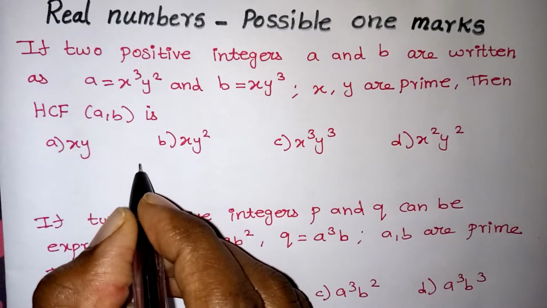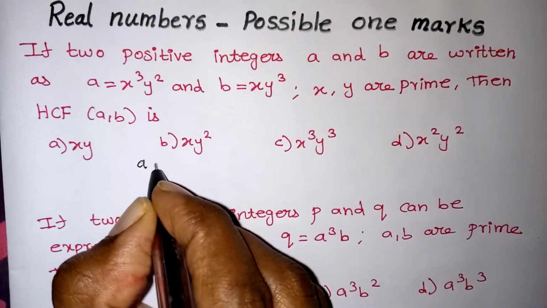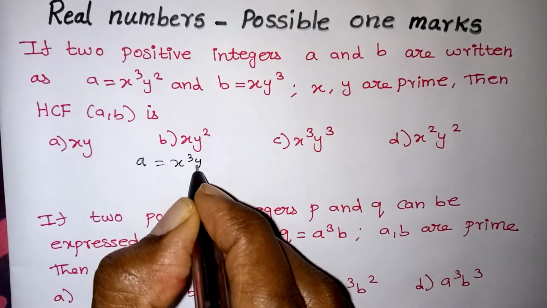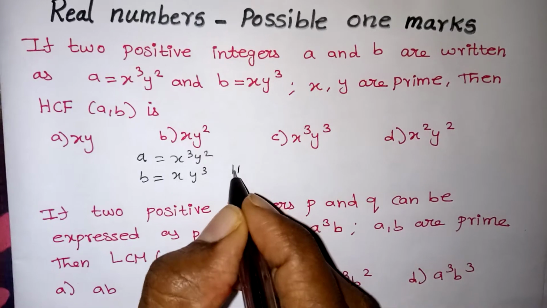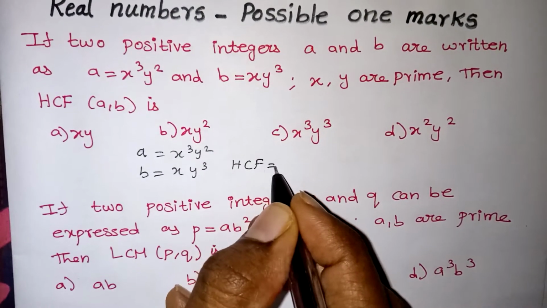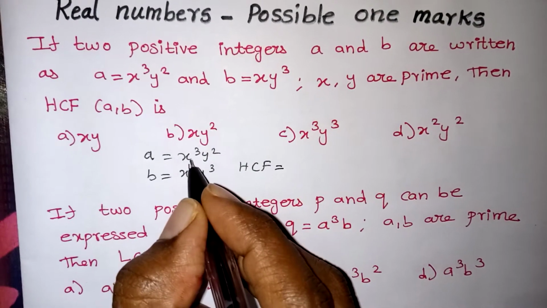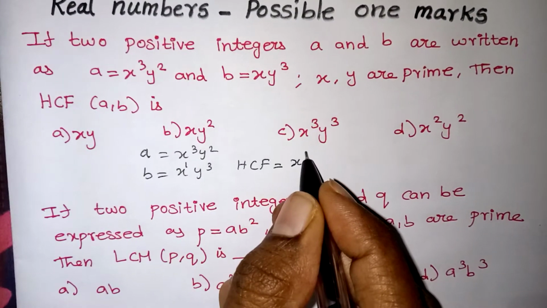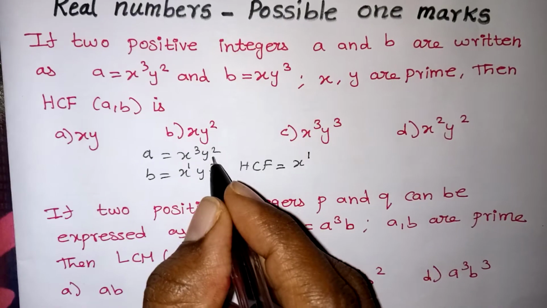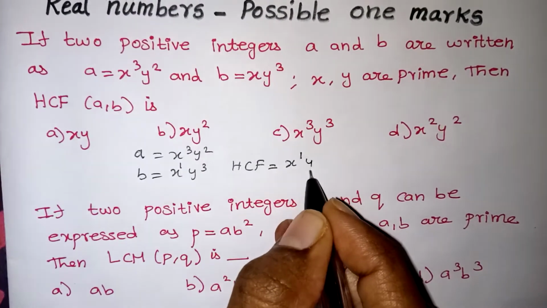They have given us a = x³y² and b = xy³. HCF is nothing but only the common terms we have to take. Here we have x power 1, here we have x power 3. So the common in these two is x power 1. Here y power 2, y power 3. So y power 2 will be the common.